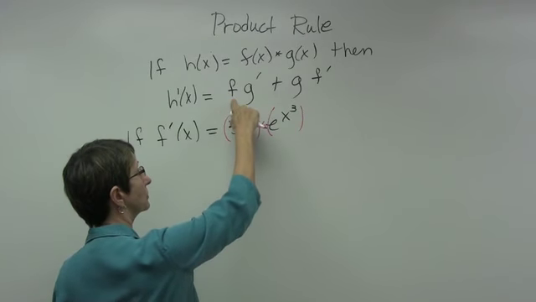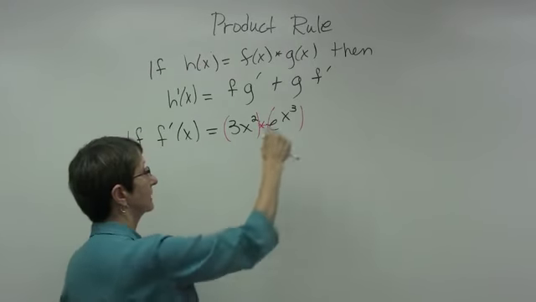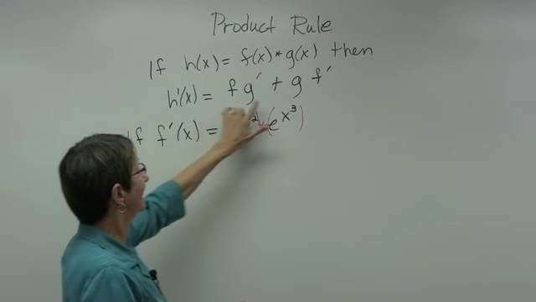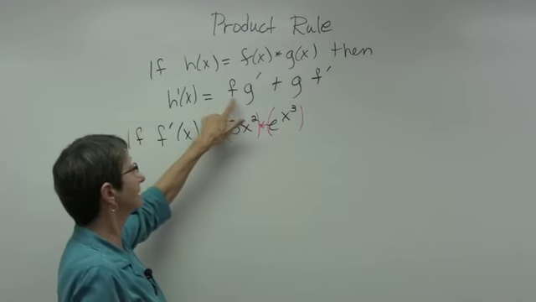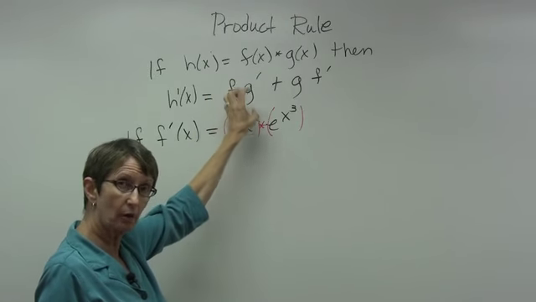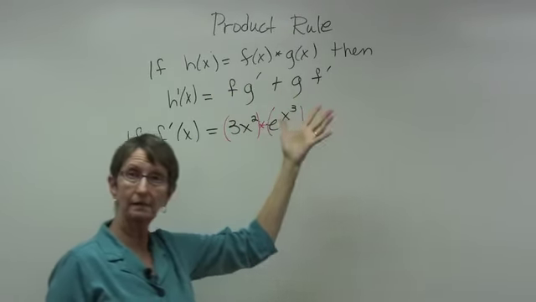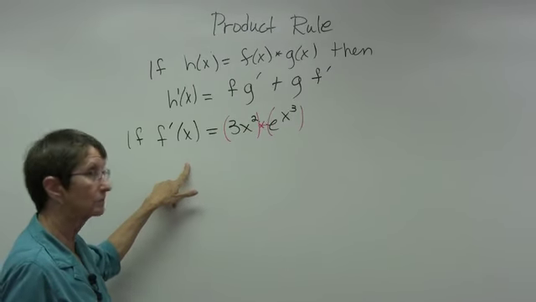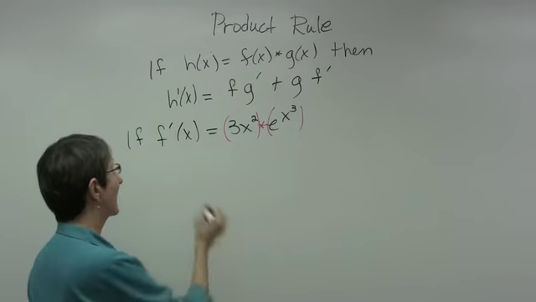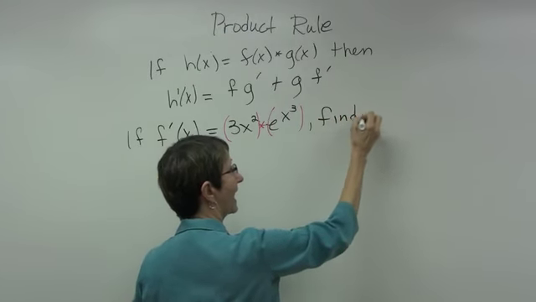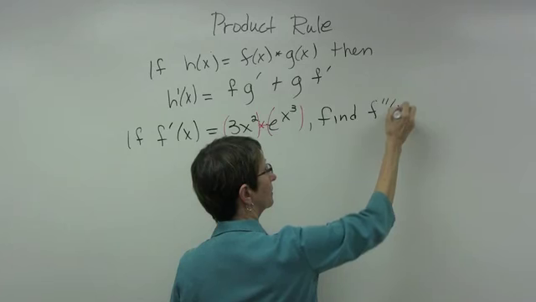So my first f and my second g, I just have to put in the rule that basically says keep one, multiply, take the derivative of the other and multiply, and then do the opposite. Now, if I take the derivative of the derivative, this is a perfectly good function, I get the second derivative. So what I'm doing is find f double prime of x.